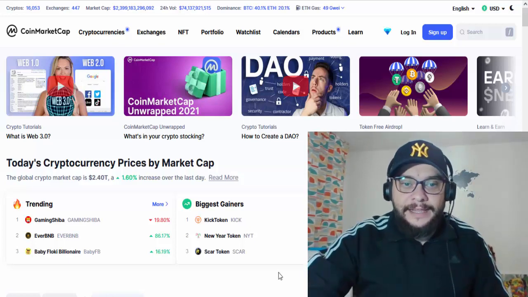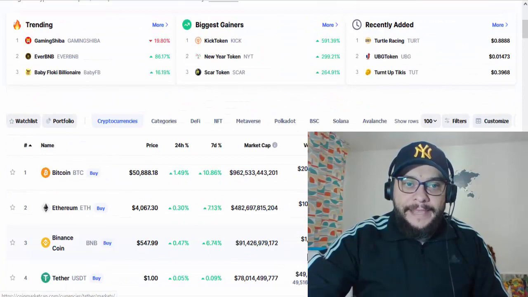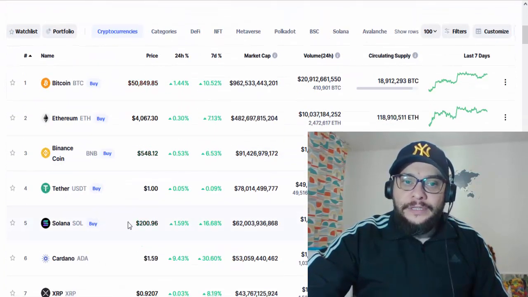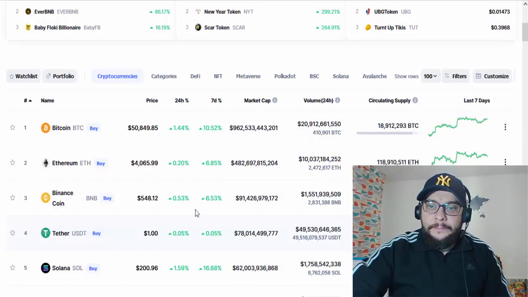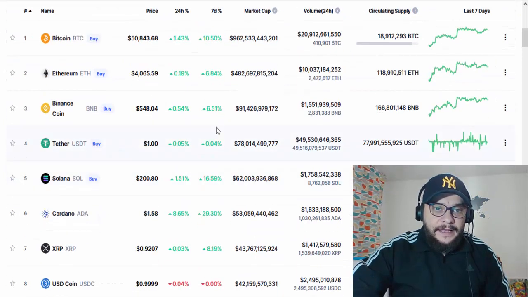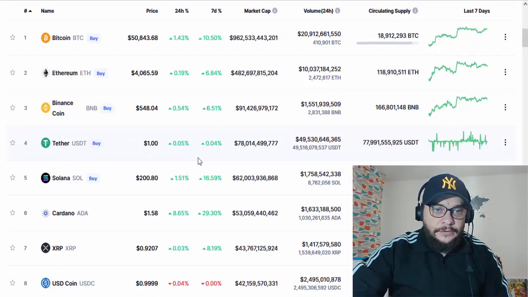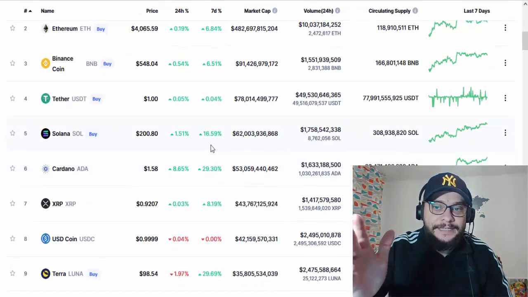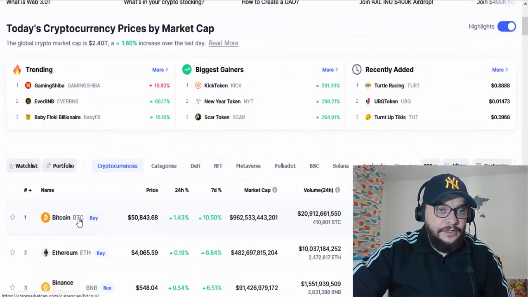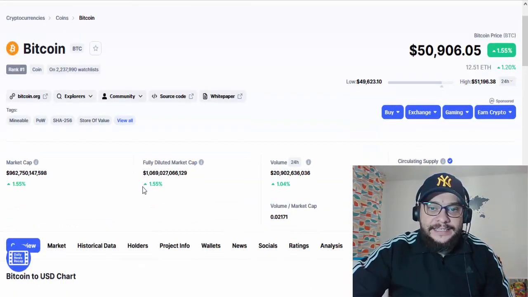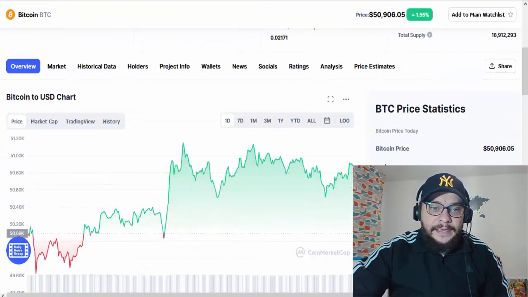As you can see here on CoinMarketCap, we can have a look at Bitcoin, Ethereum, and all the other cryptocurrencies. And as you can see here, we have a big way up in the last 7 days. Bitcoin is up 10.50% in the last 7 days. Ethereum 6.84% up. We have Binance, Tether 0.04, Solana 16.59% up, and so on. Cardano 29.30%.